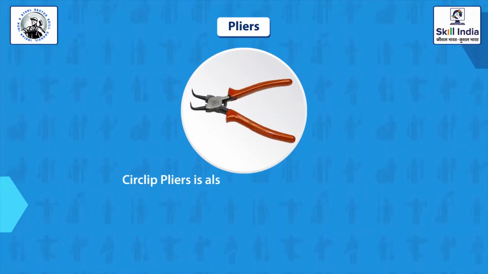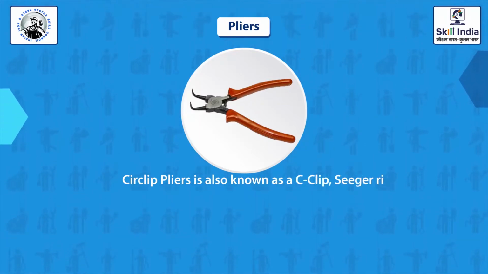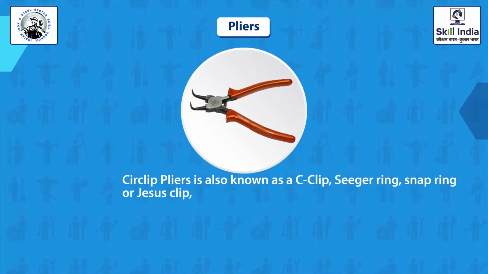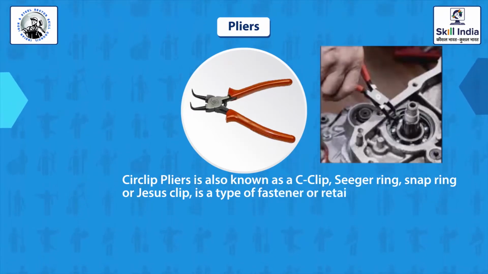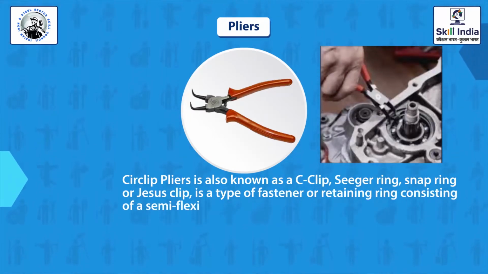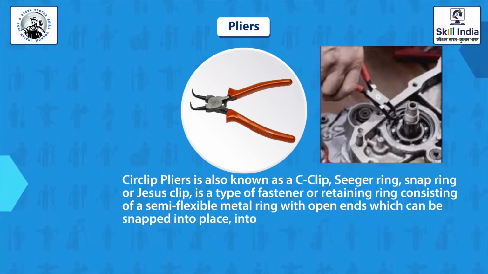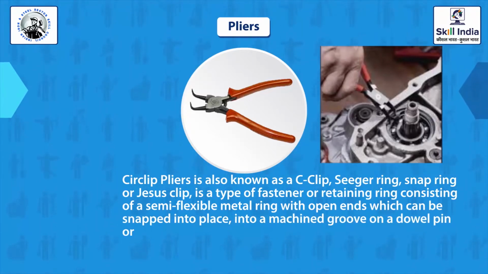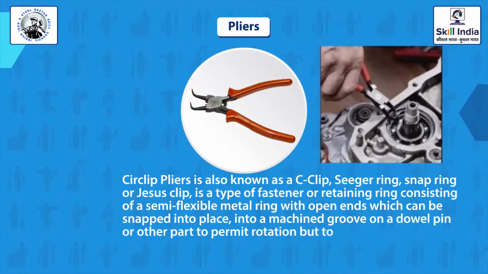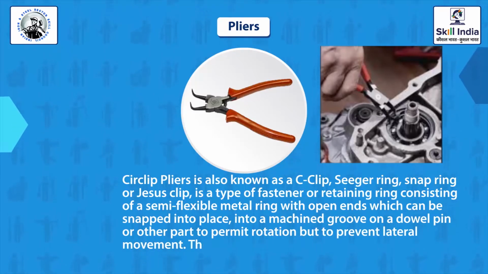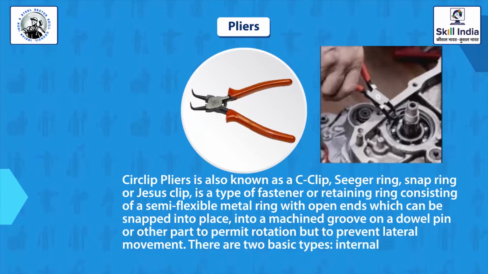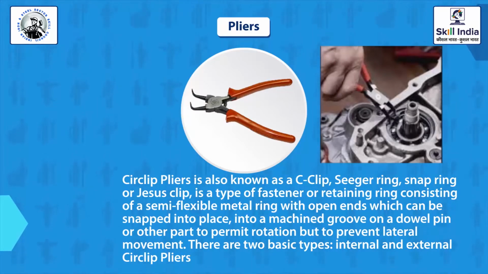Circlip pliers is also known as C-clip, Seeger ring, snap ring or Jesus clip. It is a type of fastener or retaining ring consisting of a semi-flexible metal ring with open ends which can be snapped into place into a machine groove on a dowel pin or other part to permit rotation but to prevent lateral movement. There are two basic types, internal and external circlip pliers.